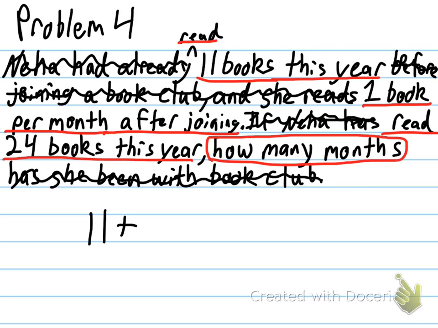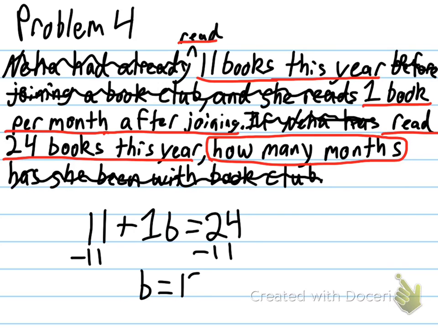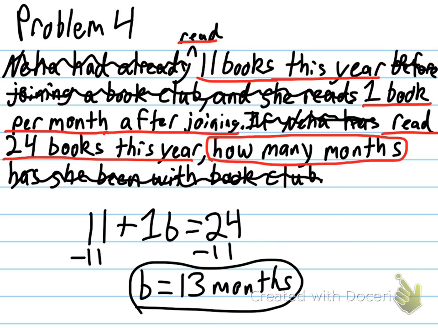We're going to add that to 1 times B, with B being every month that she's in the book club. And that's going to be set equal to 24, because we know she's read 24 books in total. So if we solve for B, we'll figure out how many months she has been in the book club. So to solve for B, we're going to subtract 11, and we see that B equals 13 months. So she has been in the book club for 13 months.